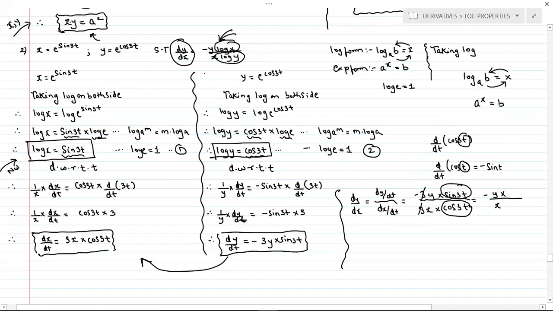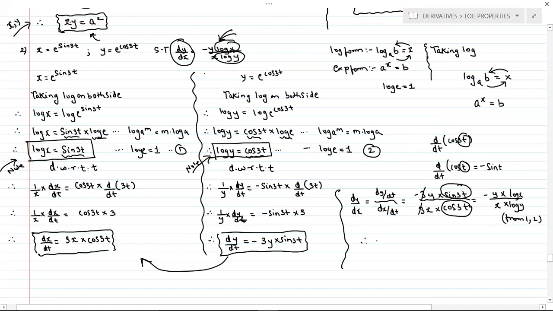Note. And here cos 3t is what? Log y. So we'll give this part as equation number 1 and equation number 2. So directly in place of sine 3t, we'll write log x, and in place of cos 3t, we'll write log y. And here we'll mention that we got the answer from 1 and 2.